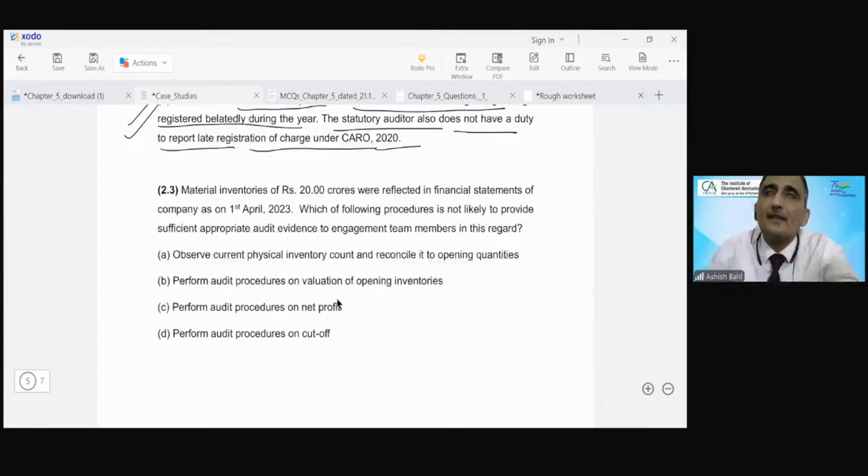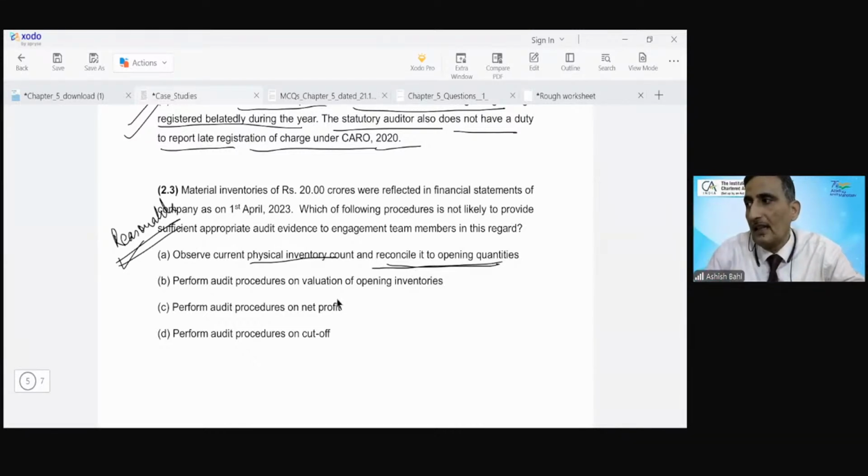Now, approach this question from a common sense point of view. Observe the current physical inventory count and reconcile it to the opening quantities. Yes, that seems to be reasonable. You can make a back calculation. Okay, that seems to be reasonable. Is not likely to provide. It means 3 are right and 1 is wrong. Okay.